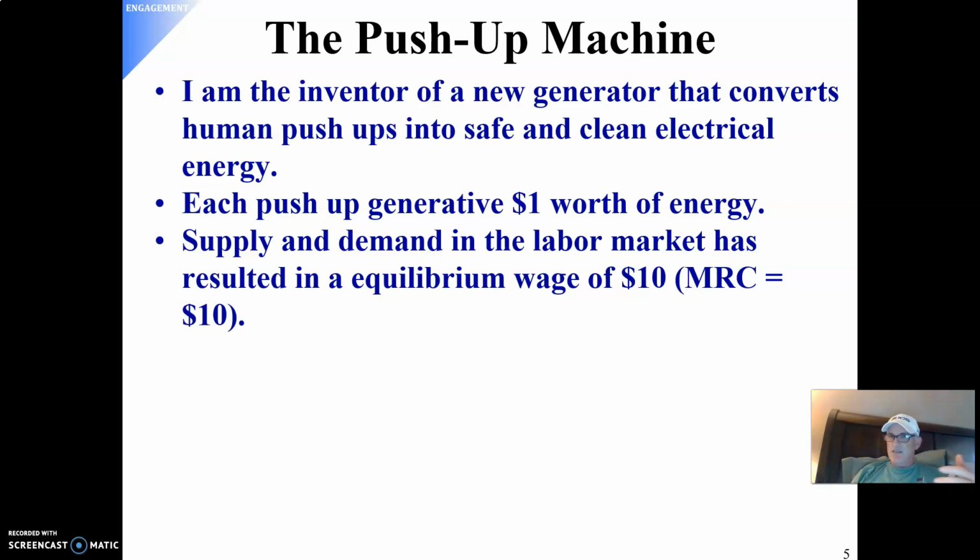So hopefully some bells are starting to go off, and you're starting to go, okay, I kind of get this. This reminds me of perfect competition. I'm going to continue to hire workers until the marginal revenue product, right, what I can sell my energy for, what I can sell these push-ups for, falls to less than $10. Once it falls less than $10, that next hire is not a good hire.